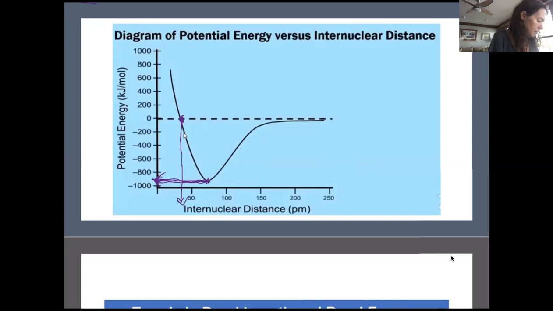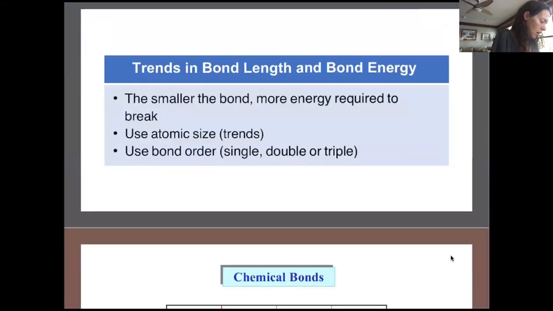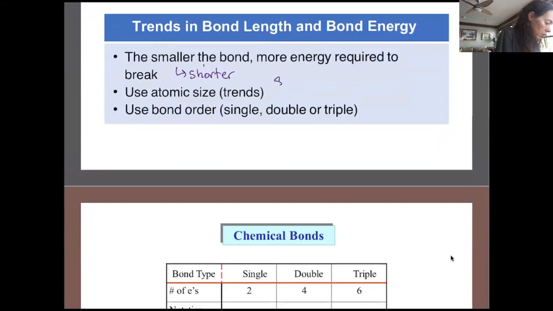Okay. All right. The shorter the bond, more energy required to break it. Shorter is a better word there. Smaller atoms, closer together. You want to remember that too. The closer the proximity, the greater the attraction. And then we would compare single, double, or triple.